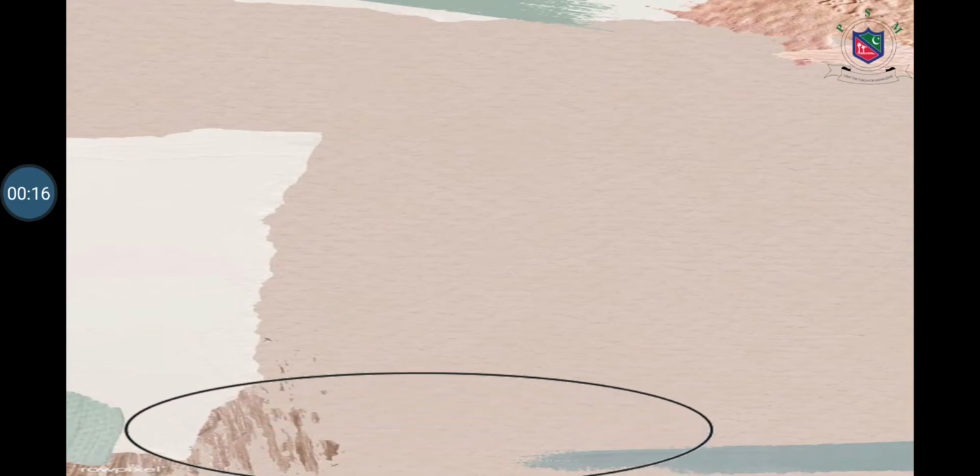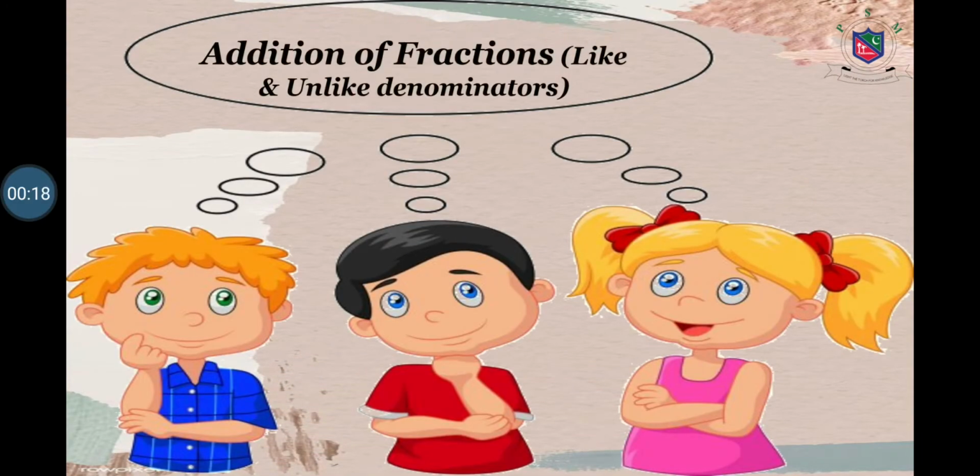Dear students, our today's topic is about addition of fractions with like and unlike denominators. As we know, when we have the same denominators in the fractions, they are called like fractions. And when we have different denominators in the fractions, they are called unlike fractions.